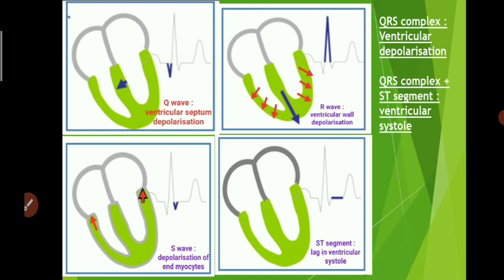So the QRS complex and ST segment together will represent ventricular systole, while the QRS complex will represent only ventricular depolarization and the ST segment will represent only ventricular systole. That is, during the QRS complex being formed, these waves are representing the ventricular depolarization. So together, the QRS complex and ST segment combined will represent the entire ventricular systole, that is the contraction of the ventricles. The contraction of the ventricles begins at the start of the Q wave and will end by the end of the ST segment. This is the concept you need to understand.